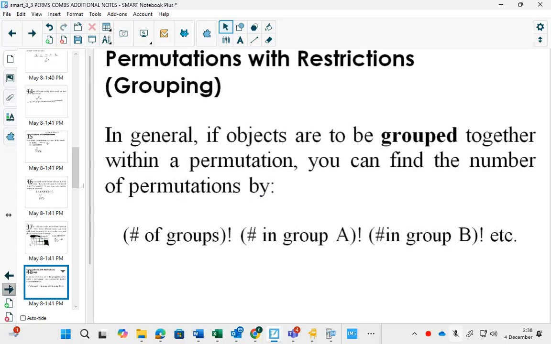All right, next strategy is the grouping strategy. Sometimes you want to rearrange things, but have them in certain groups. Maybe in your room at home, you have a shelf, and on that shelf, you have all of your most important possessions. Maybe you have a collection. Maybe you collect stuffed animals.